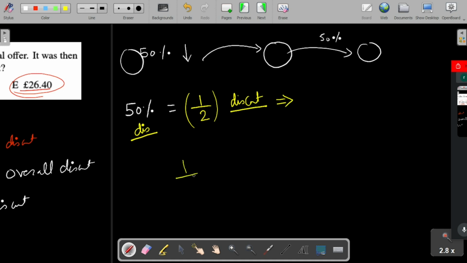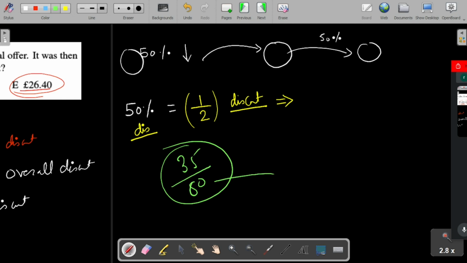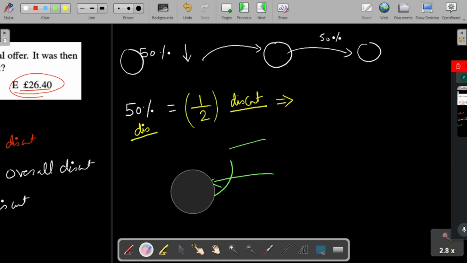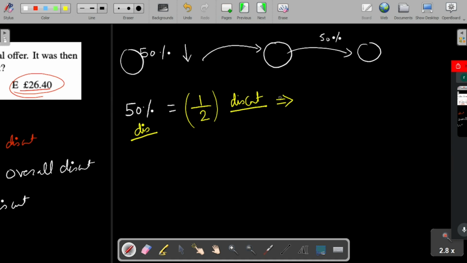For example, if someone says a student gets 1 by 2 marks, what does it mean? If the total marks was 2, he has 1 mark, half of the total. Let us suppose someone says a student gets 35 upon 80 marks, what does it mean? It means if the total marks was 80, he got 35 marks, isn't it?